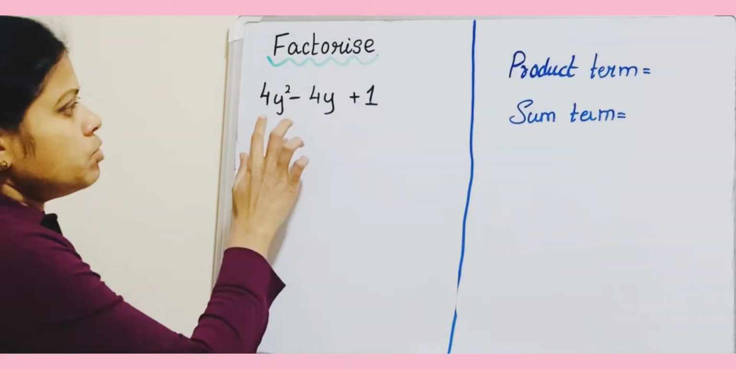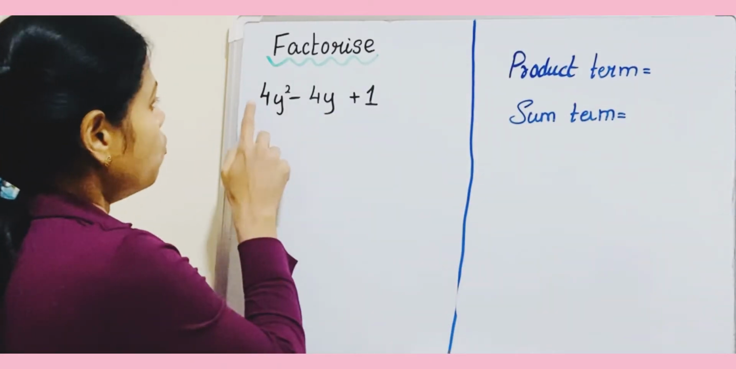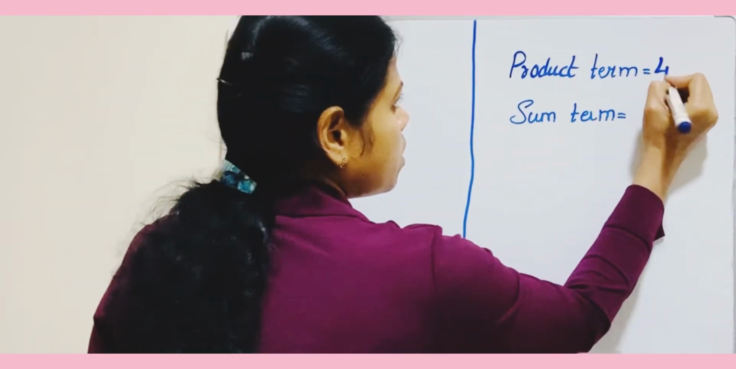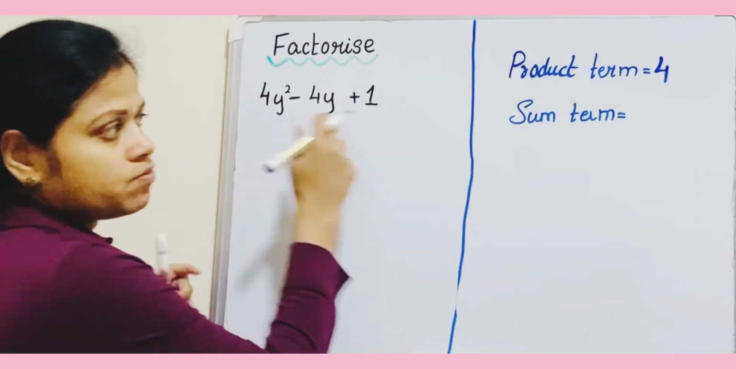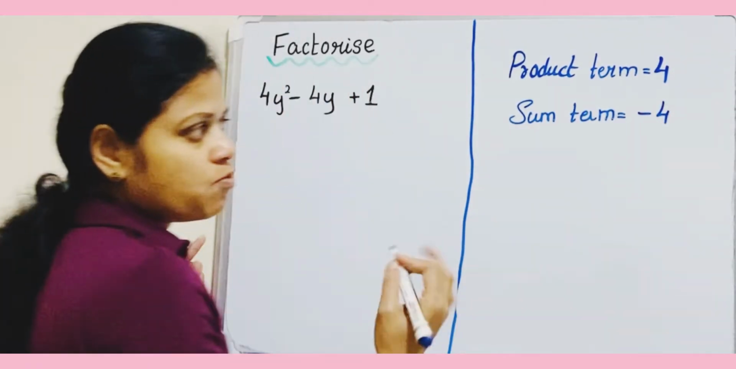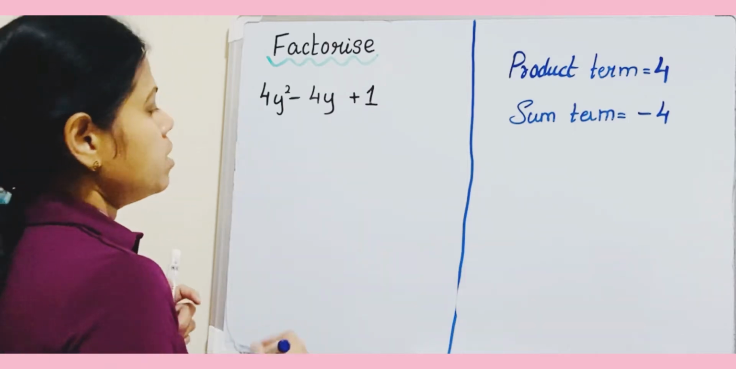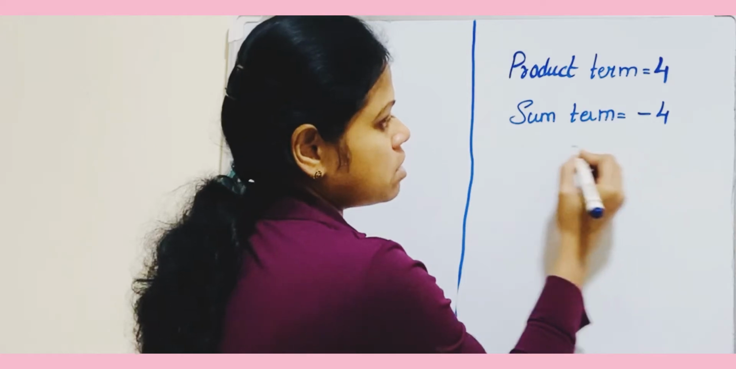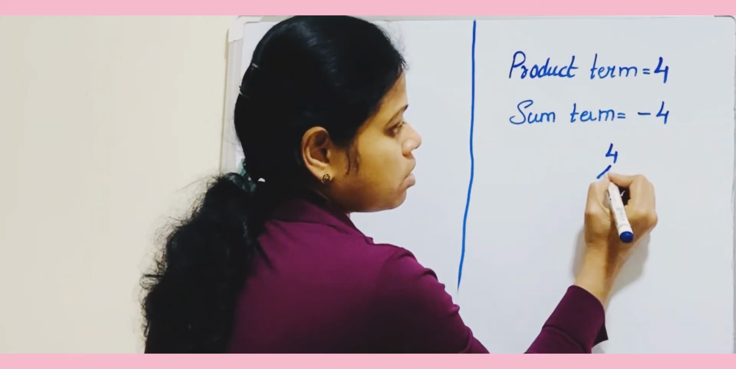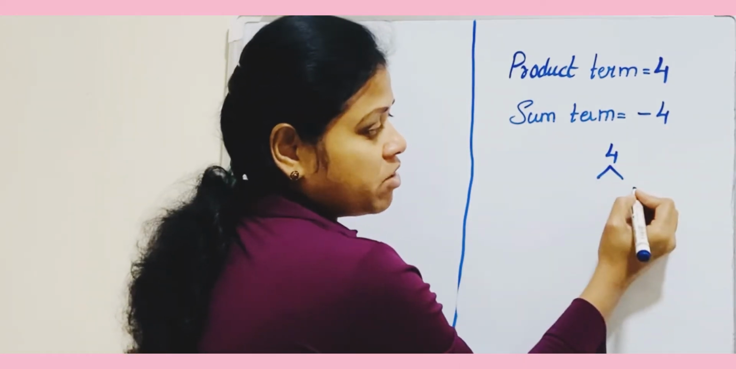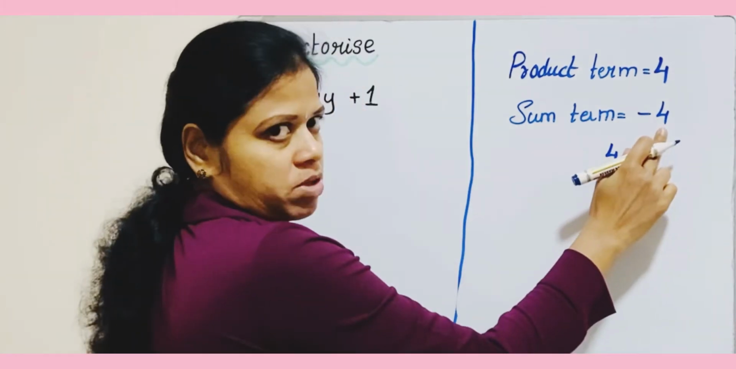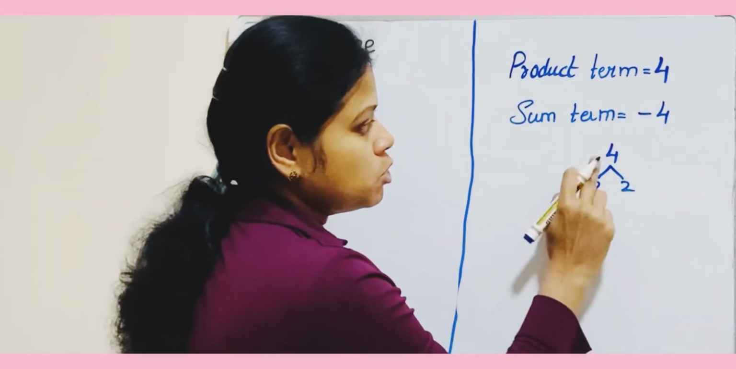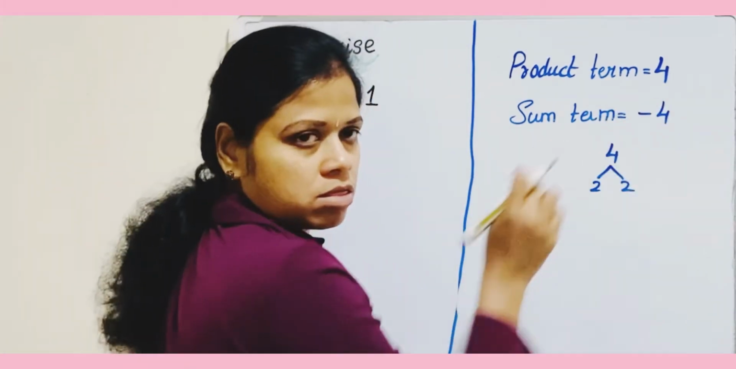That's it. For this expression, the product term is 4. You have to multiply 4 and 1, which is equal to 4. And the sum term is minus 4. Product is plus 4 and sum is minus 4. Then you have to find the factors of this product term, which is 4. The factors are 1 and 4. If you take 1 and 4, the sum will not be 4. So let's take the other factors, which are 2 and 2. 2 multiplied by 2 is 4, and on addition you will get the sum term 4.